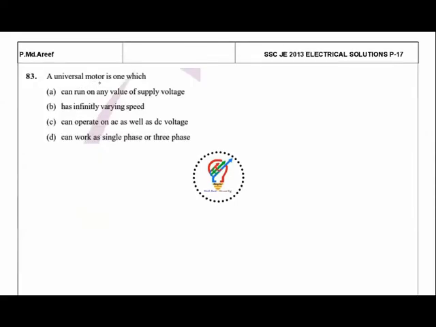A universal motor is one which can operate on AC as well as on DC. We have seen this kind of question in our previous discussions.